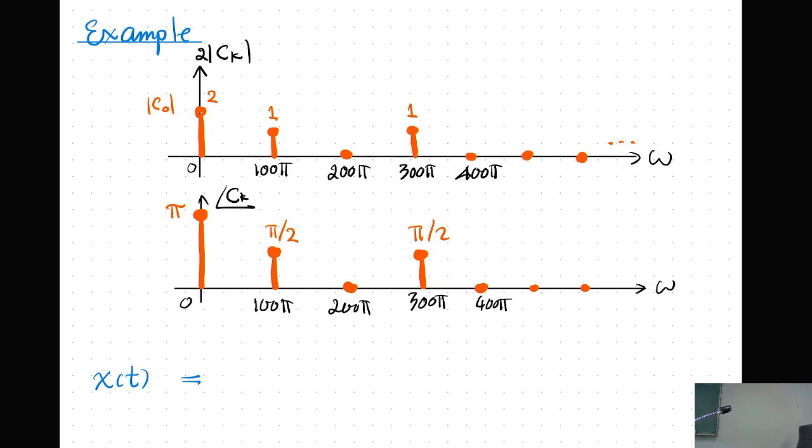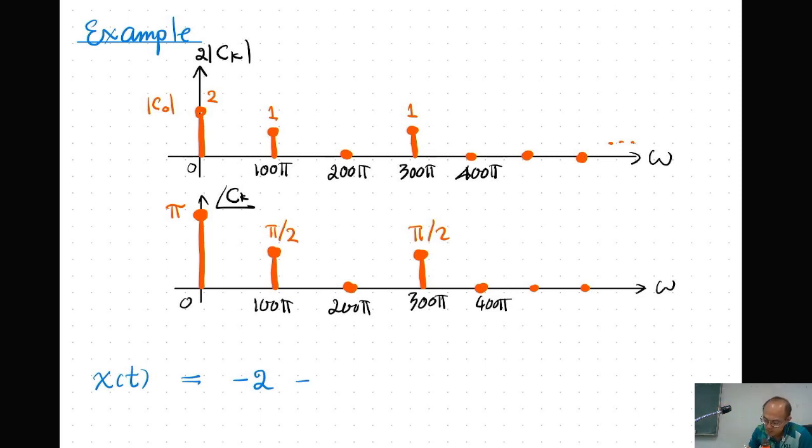Alright. Starting with k equal to 0, which is C0. The value of the magnitude is 2 and the phase is pi, so the value of C0 is minus 2, right? So let's start with minus 2 here. This is C0. The minus sign comes from the phase, which is pi.